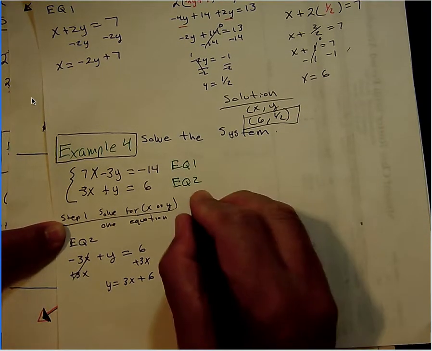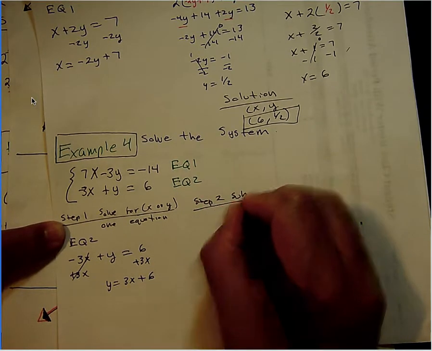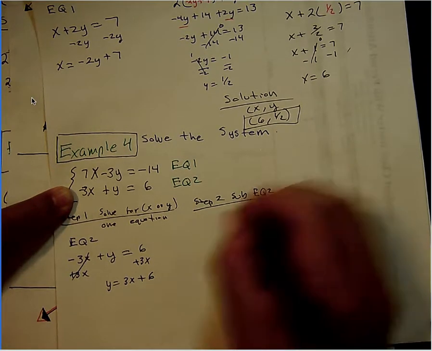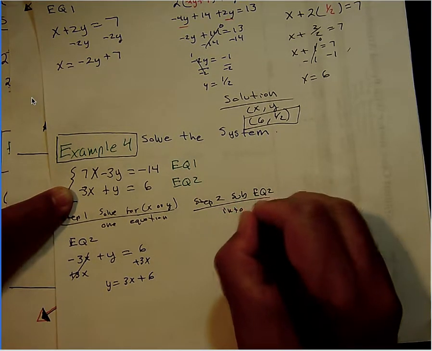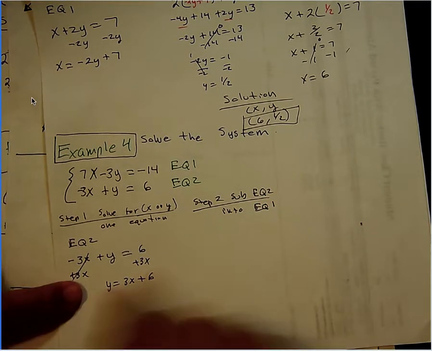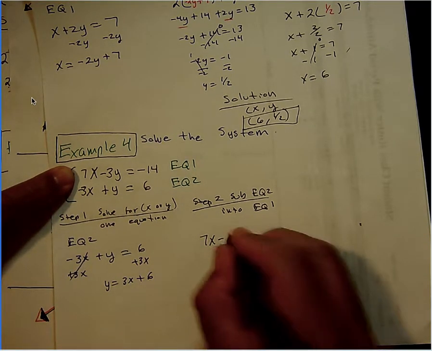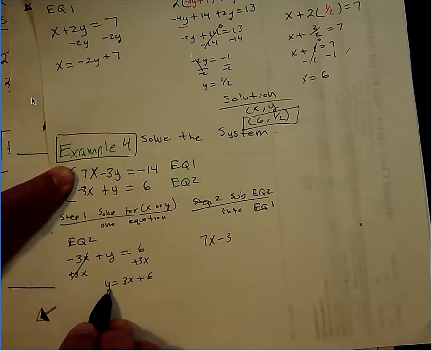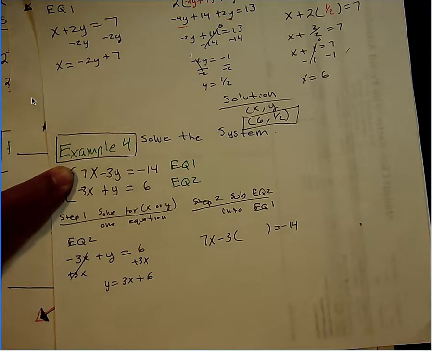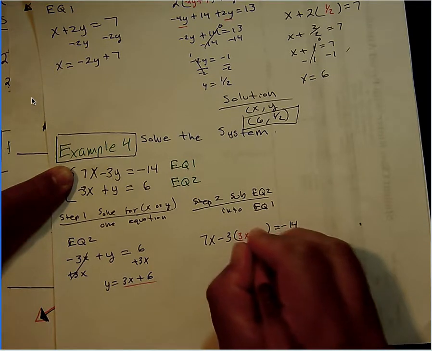Step 2 would be to sub equation 2, which is this one, into equation 1. So copy equation 1: 7x minus 3, and then instead of the y, we're going to substitute. So put the parentheses, equals negative 14. And for this space, for y, you're going to put this part: 3x plus 6.